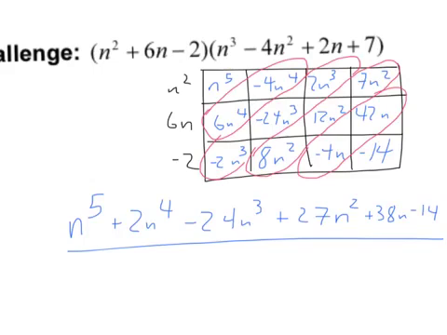Okay, I'm looking through this and hoping I didn't make any mistakes because there's a lot going on here. But here's what my box looked like when I filled it out. And because everything's in the right order, 3rd degree, 2nd degree, 1st degree, 0, I have like terms at these angles, like so. And so I have n to the 5th plus 2n 4th minus 24n cubed plus 27n squared plus 38n minus 14. That's what I got when I added all my like terms and wrote it out.